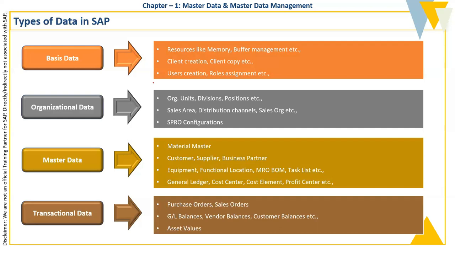In this entire process, the work is not done by a single person. There will be different teams responsible for these activities. Different teams will be doing different activities, and based on those activities, SAP categorized the data into 4 sections: basis data, organizational data, master data, transactional data.